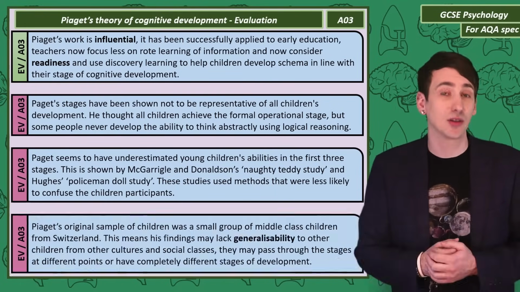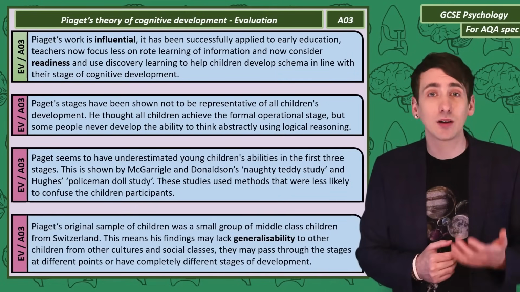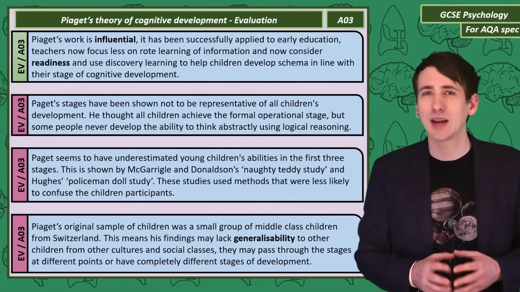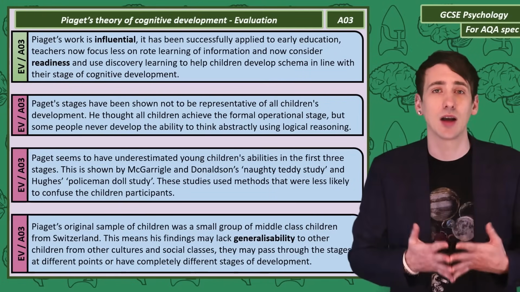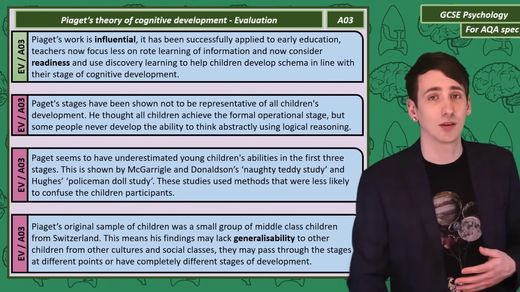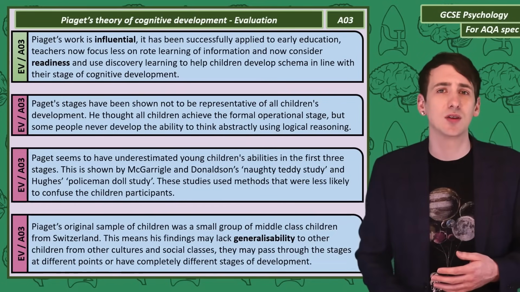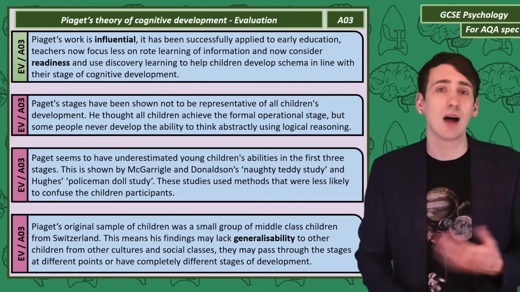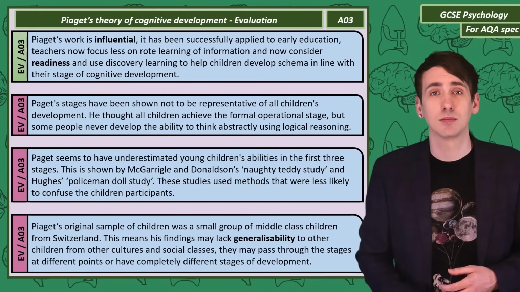And there are issues with Piaget's sample. They were all middle-class children from Switzerland. It's likely that his findings lack generalizability to childhood development in other cultures and social classes, who may pass through the stages at different points or have other identifiable stages.